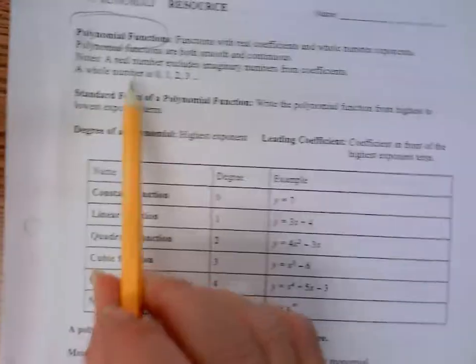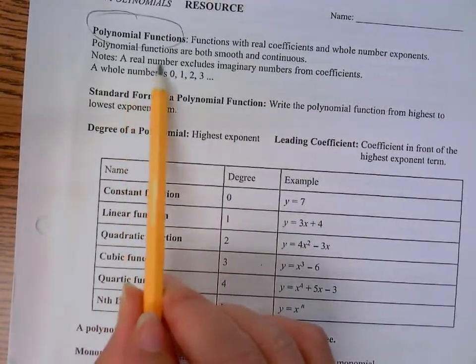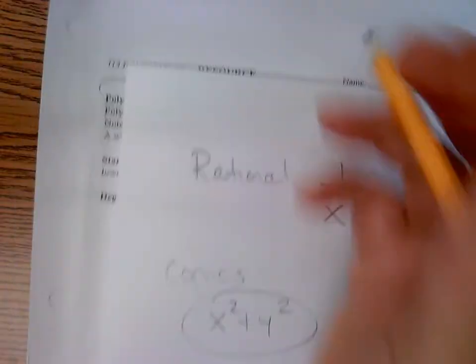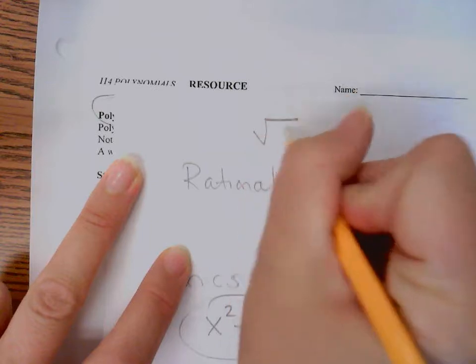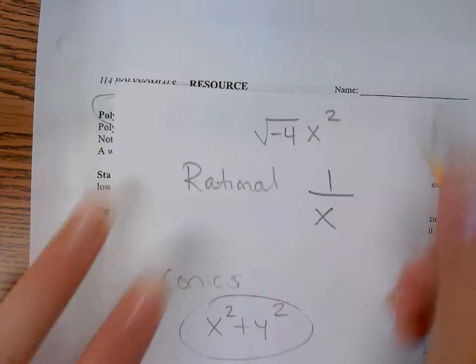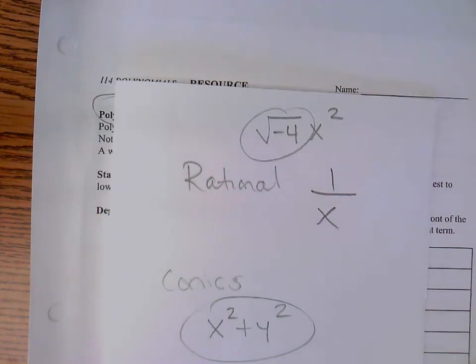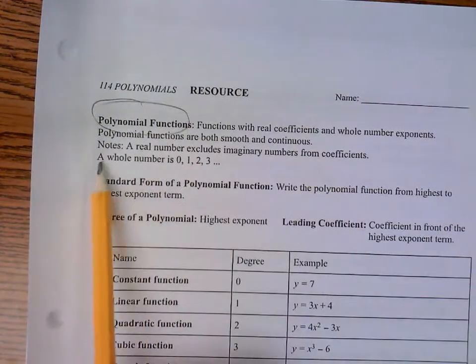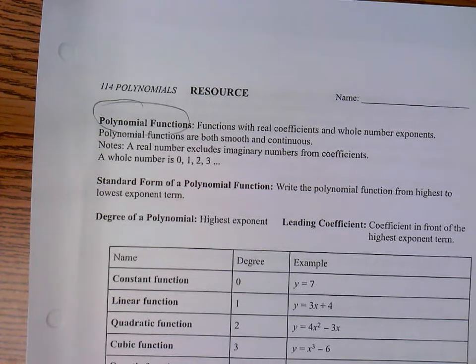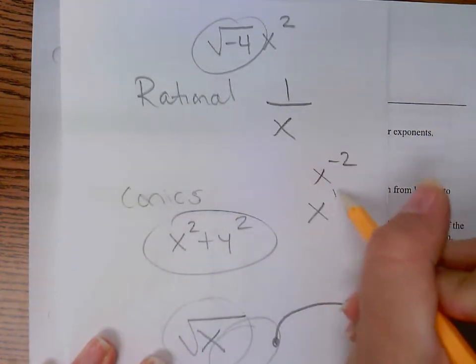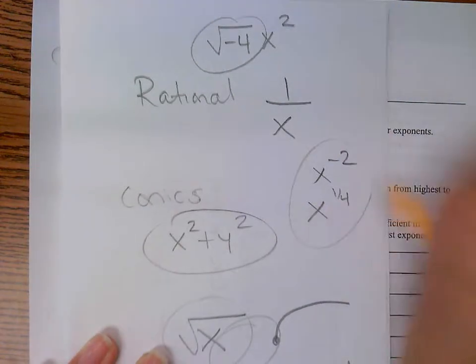And let's see, a real number excludes imaginary numbers. So you cannot have the square root of -4x squared, right? That's not a real coefficient. So that causes some error. And then it says it has to have a whole number exponent. So I can't have x to the -2nd, x to the 1/4 power, right? Those are not whole number exponents.